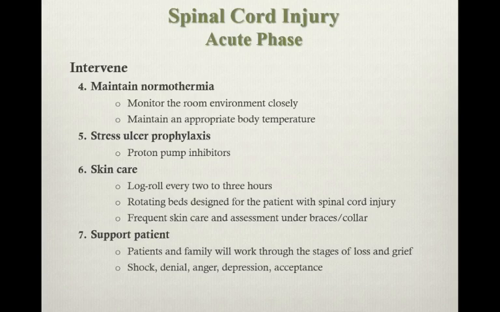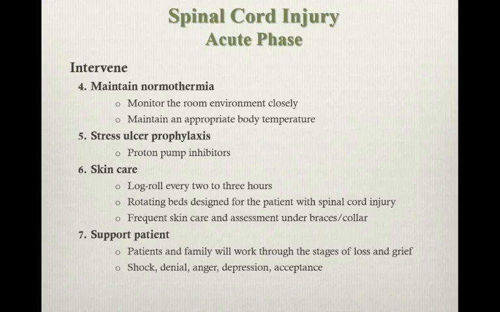Maintain normothermia. Again, if you're going through spinal shock, they may have an inability to regulate their temperature, so monitor the room closely and maintain appropriate body temperature. Stress ulcer prophylaxis: it's a big injury, a definite risk of stress ulcers. And skin care.